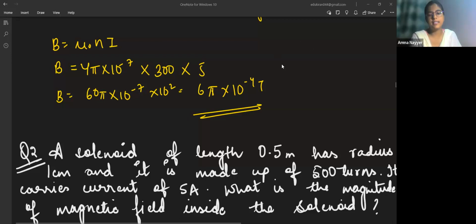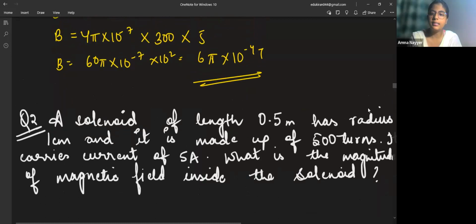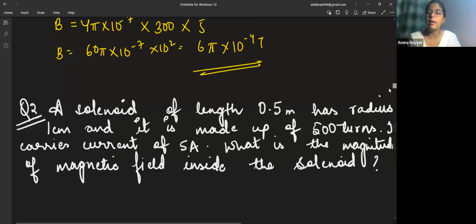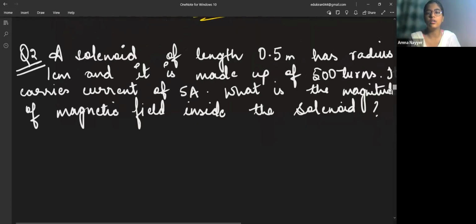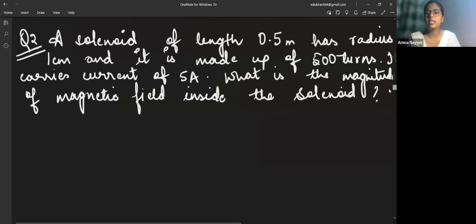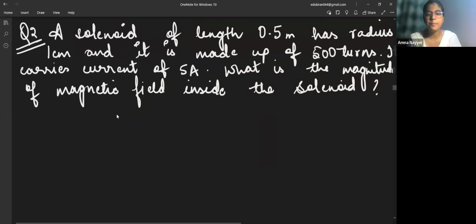Okay, the next question says a solenoid of length 0.5 meters has a radius of 1 centimeter. It is made up of 500 turns. The current is given as 5 amperes. We have to find the magnitude of the magnetic field inside the solenoid. This is a similar type of question to the one I have discussed. The length is 0.5 meters and the radius is 1 centimeter.